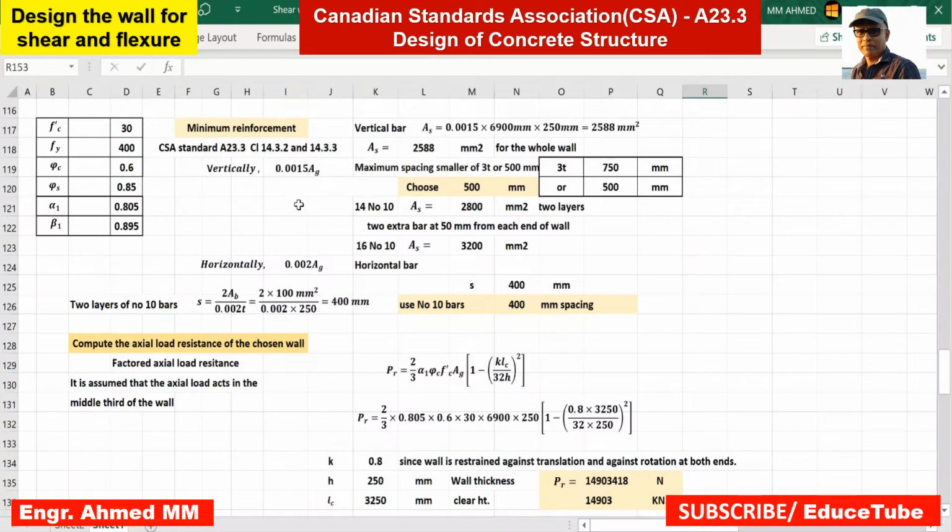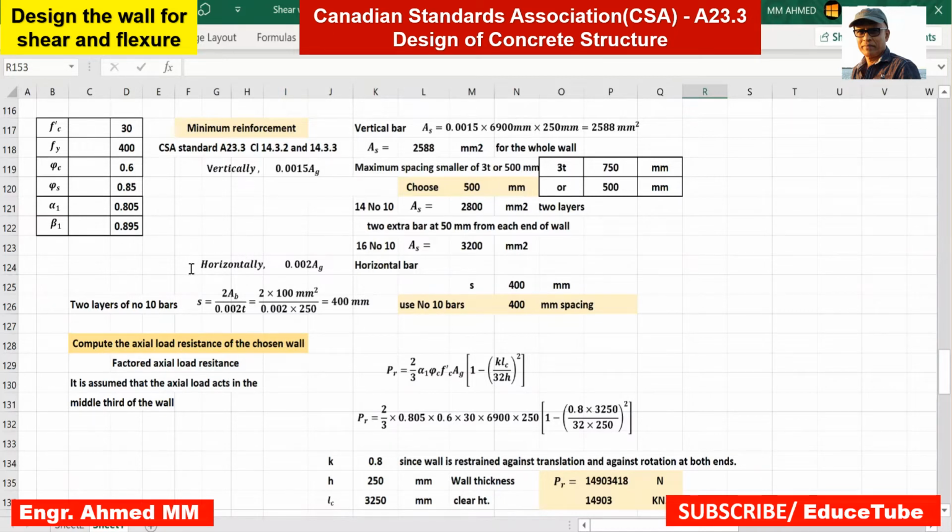Again, if we go for choosing the number of steel, say 14 number 10 bars, what will be the area of the steel? 2800 millimeter square for 2 layers. Again, 2 extra bars at 50 millimeter from each end of the wall we have to choose. So totally we are getting 14 plus 2, 16 number 10 bars, and area will be 3200 millimeter square. So vertical bar we got area of the steel 3200 and spacing 500 millimeter.